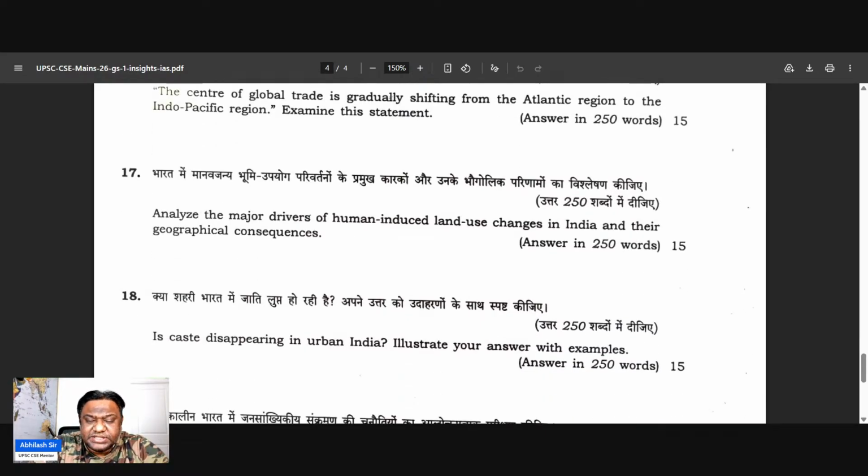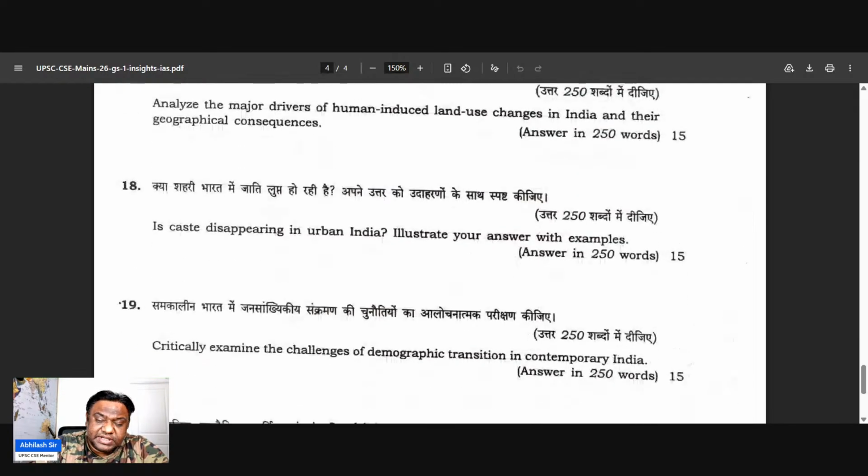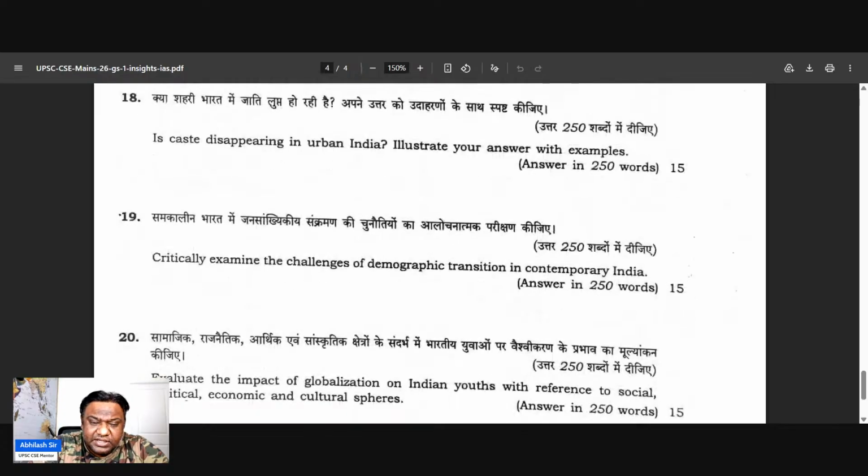17th question was analyze the major drivers of human-induced land use changes in India and their geographical consequences. 18th is about the challenges appearing in urban areas in India. Illustrate with Indian examples, answer with examples. Then 19th question is critically examine the challenge of demographic transition in contemporary India. It's a very good question.